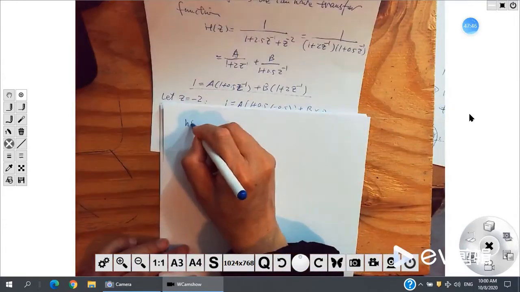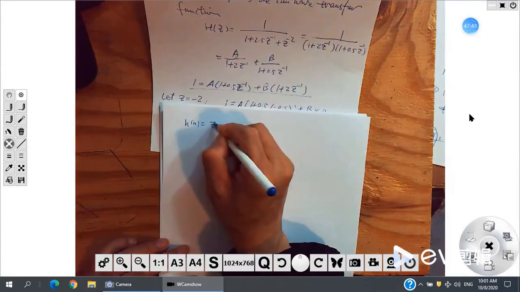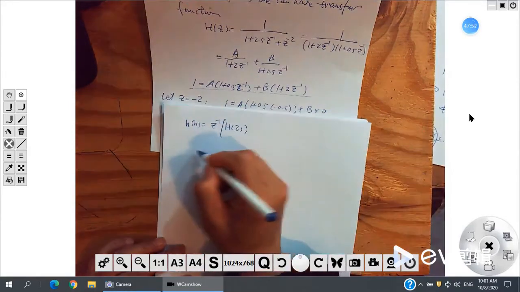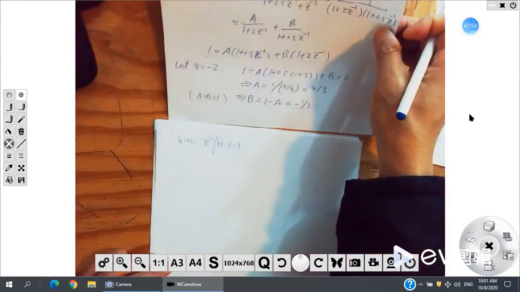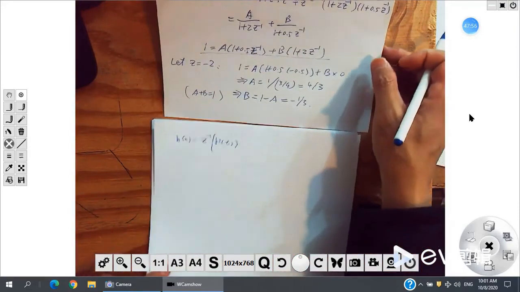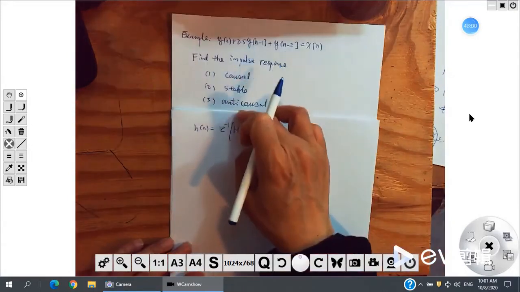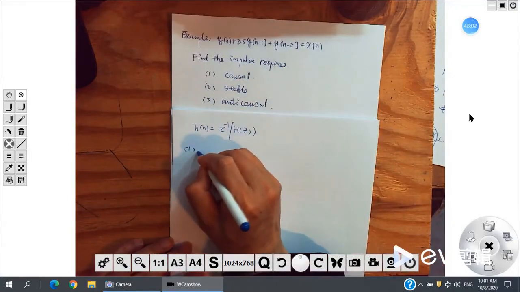H of n is the inverse of h of z. Then you will check the ROC. But now I have 3 conditions. First, the causal case.